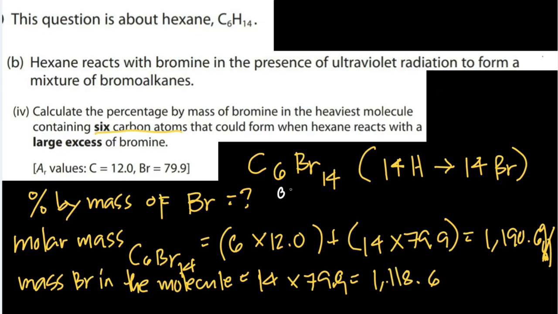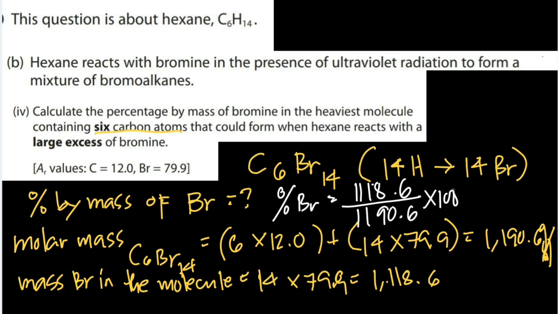So that is 1118.6 divided by 1190.6 times 100%. And this would give us 93.95%, or approximately 94.0%. So this is the percentage by mass of bromine in the heaviest molecule containing 6 carbon atoms.